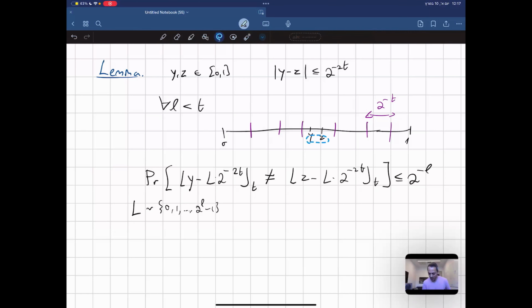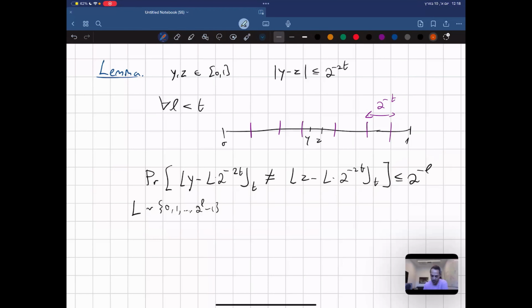So the proof is by picture. You are sitting here and you're moving it at most 2 to the minus t. In this case, there is only one bad event. This one. You don't do that. You do shifts to the right. So this is bad, the rest are good. There is only one capital L that's bad for you out of this. So the probability for that to happen is at most 2 to the minus L.